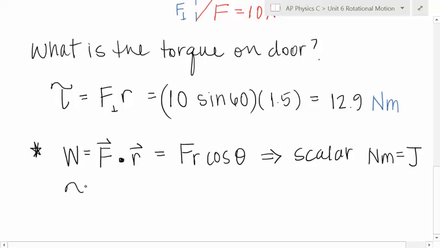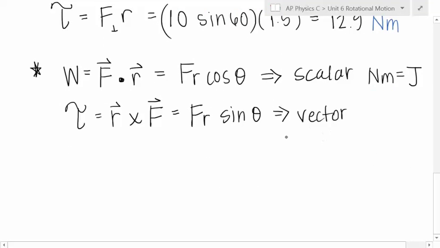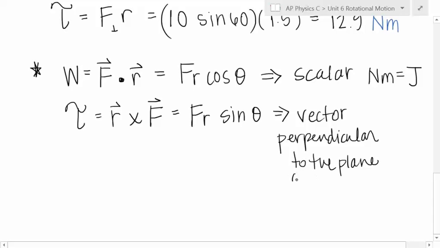Now, torque is R crossed with F. It's a cross product, which if you have the magnitude of the two vectors times the sine of the angle between the two, you get not a scalar, but you get a vector. And you get a vector that's actually perpendicular to the plane of F and R.